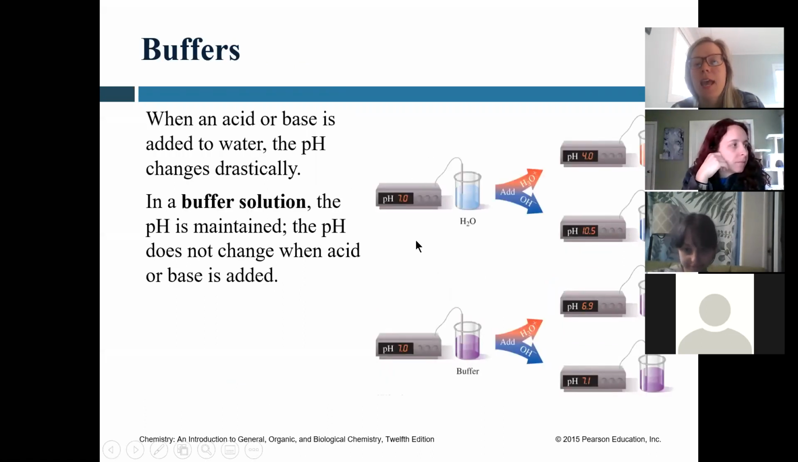So if we didn't have a buffer, this is what would happen. If I just had neutral water, if I add acid, it's going to slide into the lower pHs very, very fast. If I added base, it would slide into the basic pH very quickly. The buffer prevents that huge swing in pH.